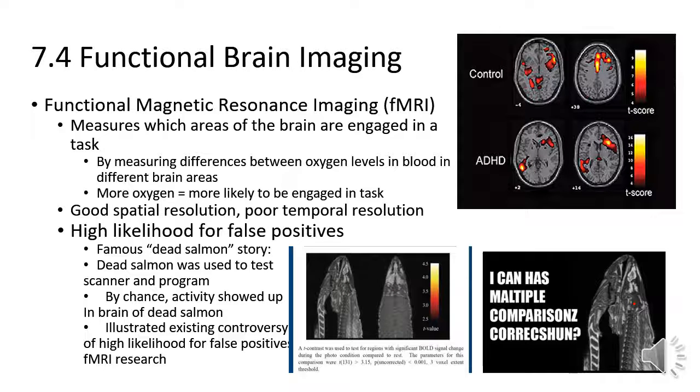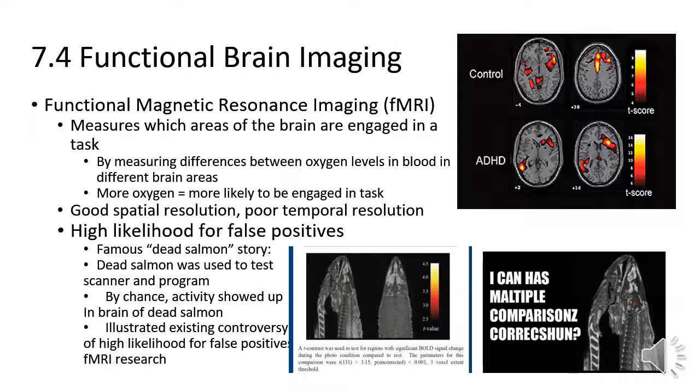Functional magnetic resonance imaging, or fMRI, you've already seen a number of these types of images, and this is essentially, again, you use the MRI scanner, and it measures which areas of the brain are engaged in a task. So this actually shows you functioning of the brain rather than just structure. fMRI makes its images by measuring differences in the oxygen levels in different areas of the brain. So the comparison of oxygenated versus deoxygenated blood.